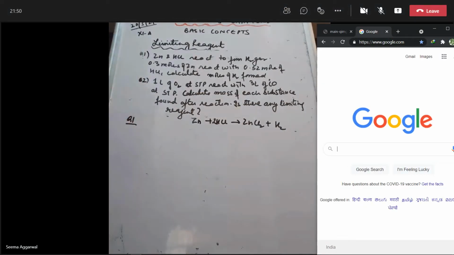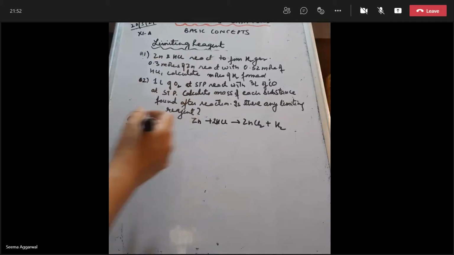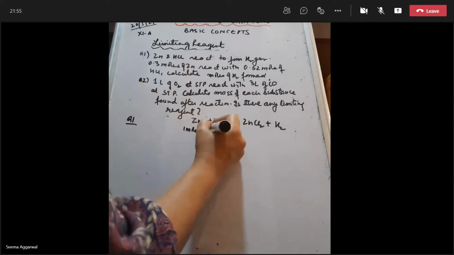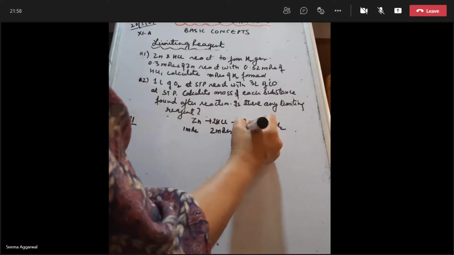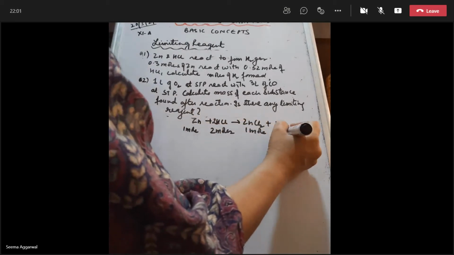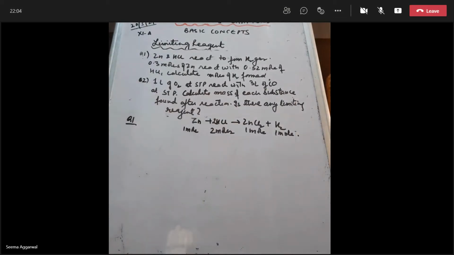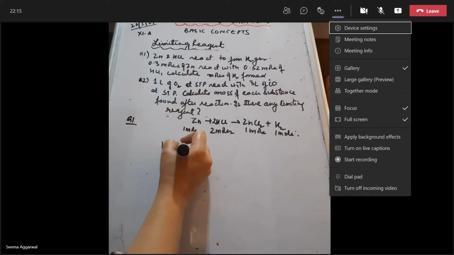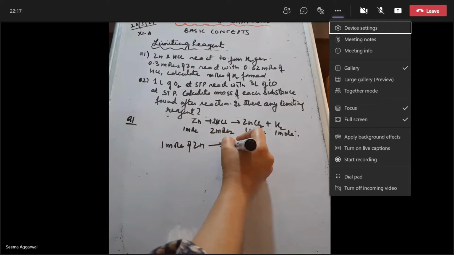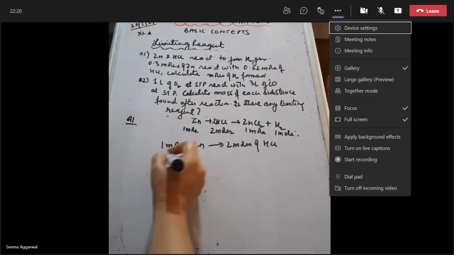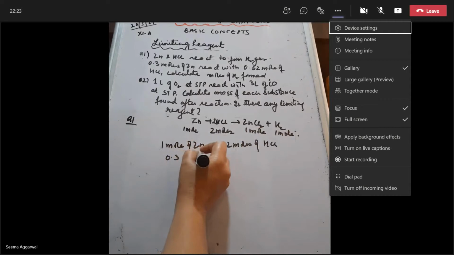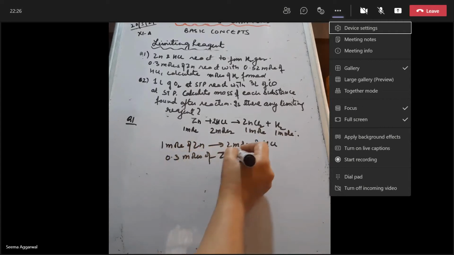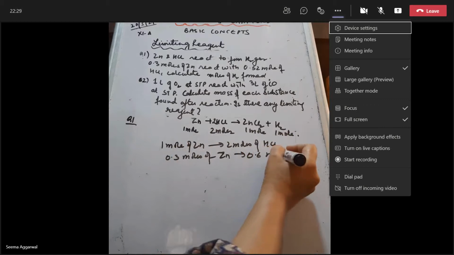Okay. Now can you try, Bhavya, the question? Now according to the equation, I am writing 1 mole of Zn reacts with 2 moles of HCl, and we are getting 1 mole of ZnCl2 and 1 mole of H2. Okay. Now Bhavya, how will you proceed? Ma'am, since 1 mole of Zn reacts with 2 moles of HCl, 0.3 moles of Zn will react with 0.6 moles of HCl. Okay, 0.3 moles of Zn will require 0.6 moles of HCl. Very good.